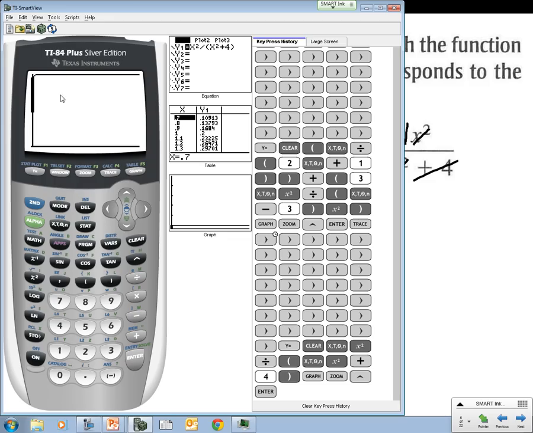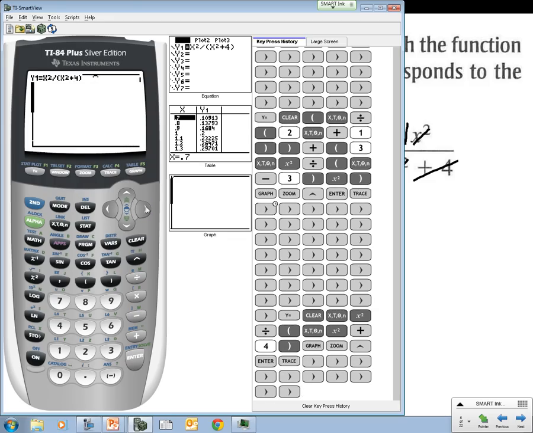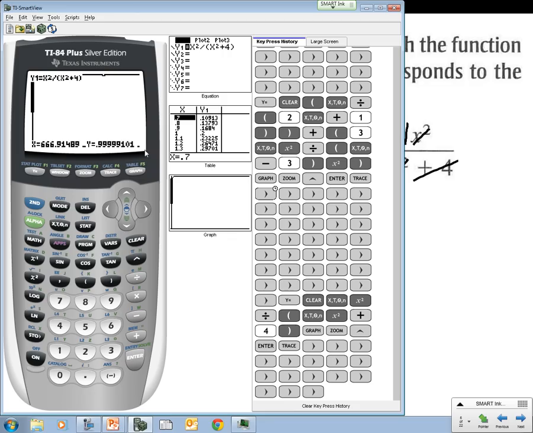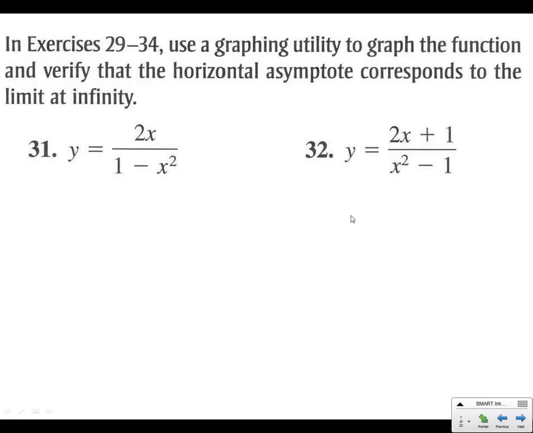And it's right up there at the top, but let's hit trace, and as we move sideways, yeah, we're getting closer and closer to 1 with our y values. So again, it works out.